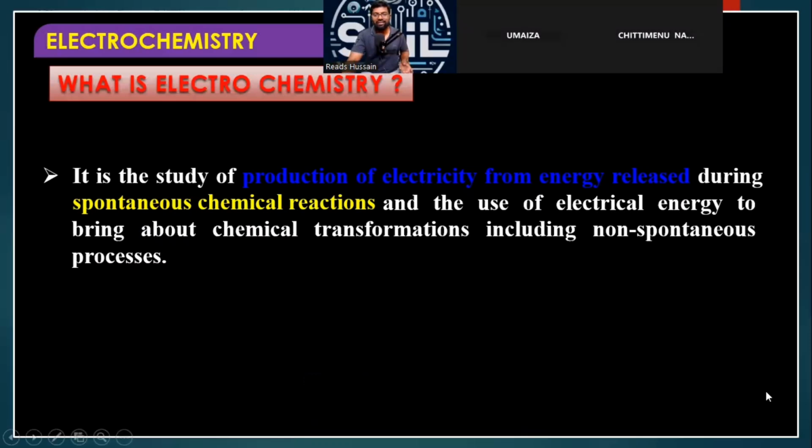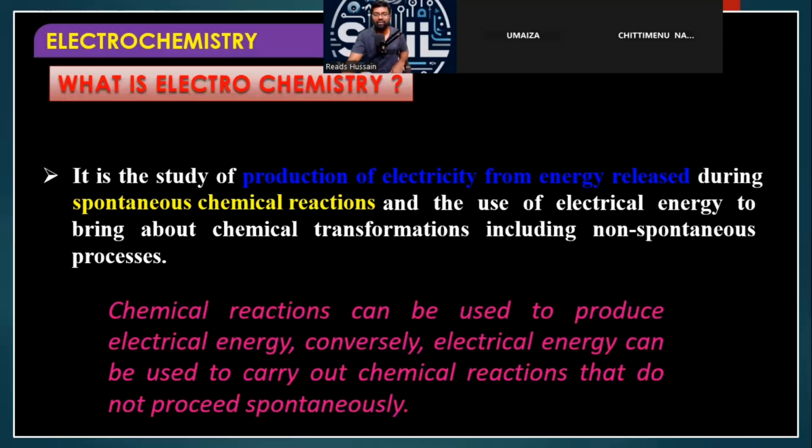If you cannot understand this definition, no worry. During our coming discussion, you can easily understand. Here is one more simple explanation. Chemical reactions can be used to produce electrical energy. Conversely, electrical energy can be used to carry out chemical reactions. That means electrochemistry studies the interconversion of chemical energy into electrical energy and vice versa, that is, electrical energy into chemical transformations.